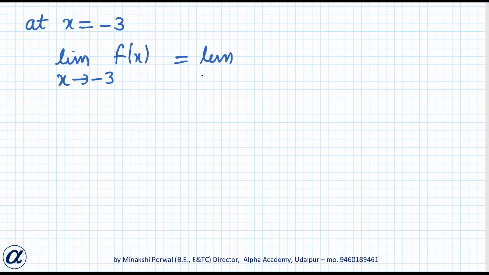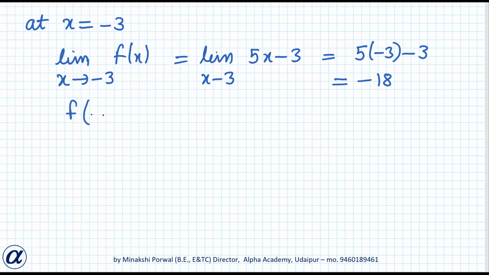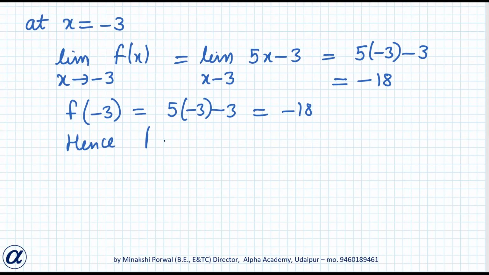Now x equals minus 3. At x equals minus 3, limit x tends to minus 3, f(x) equals limit x tends to minus 3 of 5x minus 3, that is equal to 5 of minus 3 minus 3. So it will be minus 18, and f(minus 3) equals 5 of minus 3 minus 3, that is minus 18. Hence f is continuous at x equals minus 3.